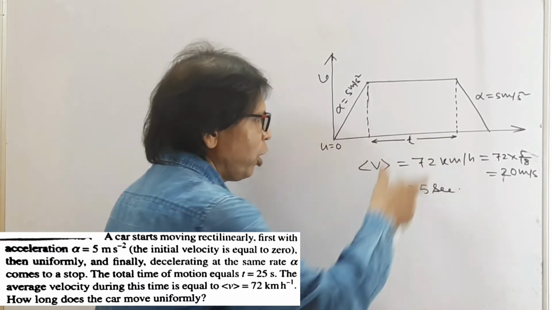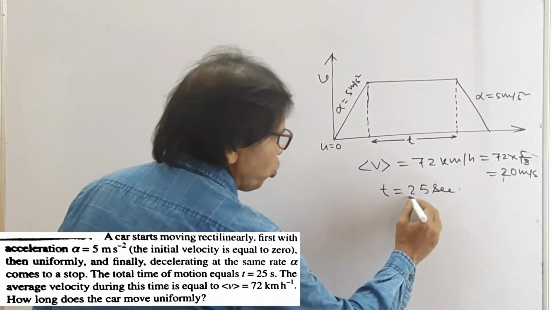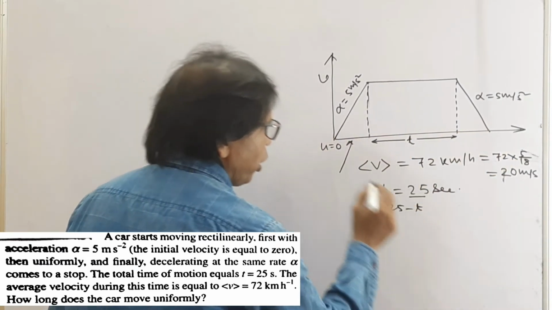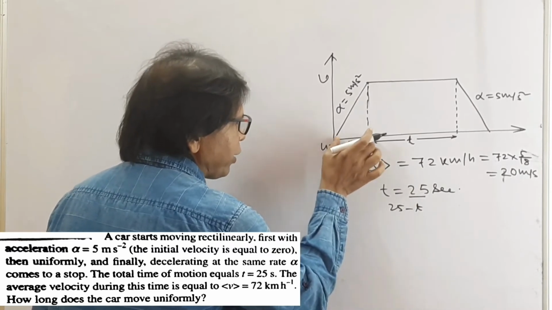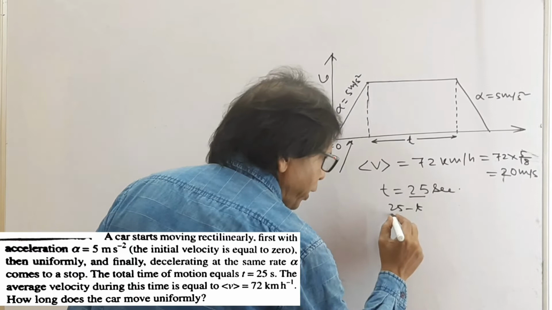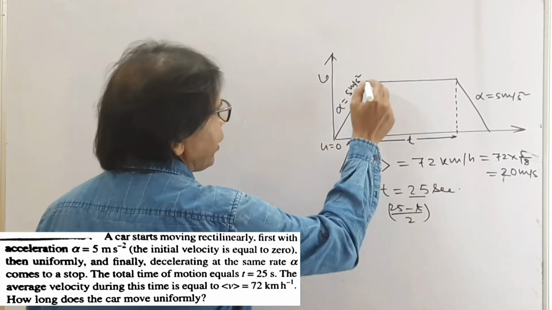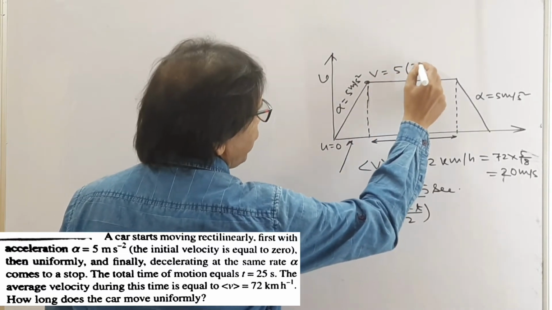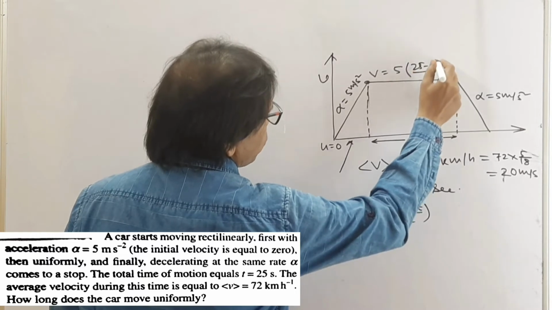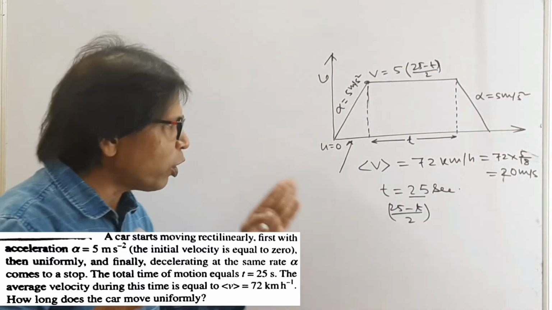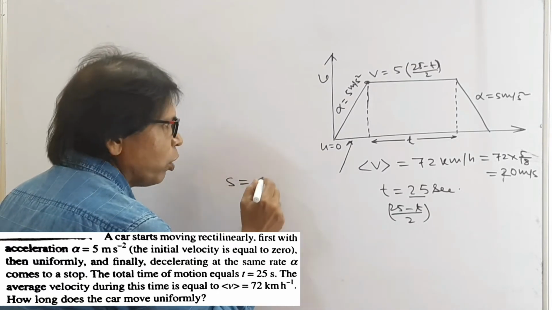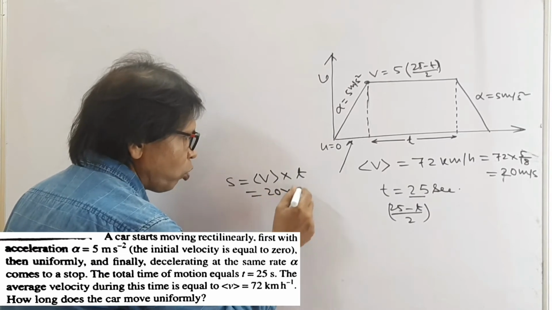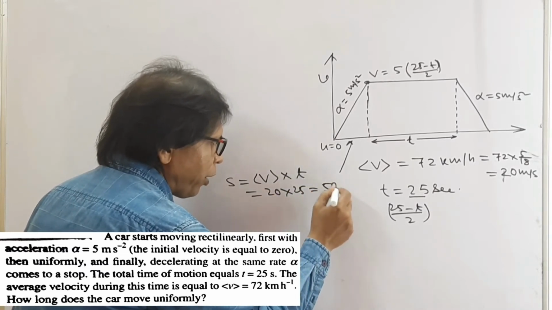Suppose this time is t. The total time is 25, so the time for acceleration plus retardation equals 25 minus t, and the time required for each is (25 minus t) by 2. The velocity v equals 5 into (25 minus t) divided by 2. The total distance covered s equals the average velocity into the time of journey, so 20 into 25, which is 500 meter.